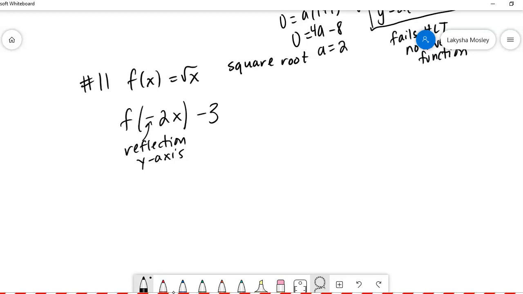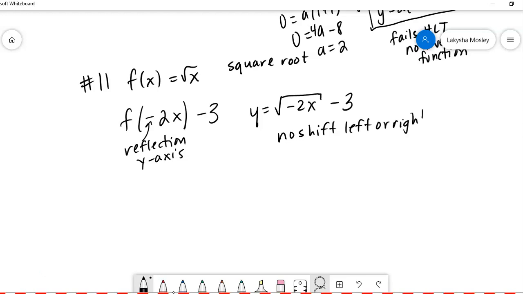So let's put this in perspective. We have now y is equal to the square root, and under here we should have -2x under the radical, and there's a -3 in the back. This is the proper way of looking at it. Now, there is no h value, so there is no shift left or right. I can tell that because there's no h. However, it did shift 3 units down. And a is equal to 1, which would be right here in front of the square root.